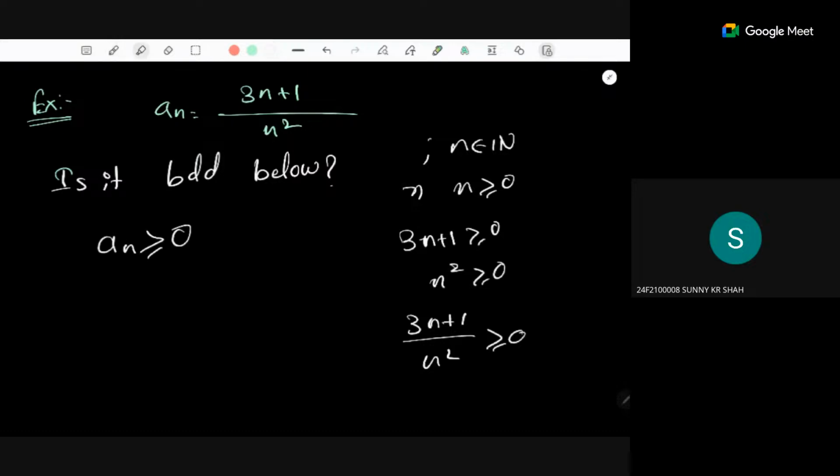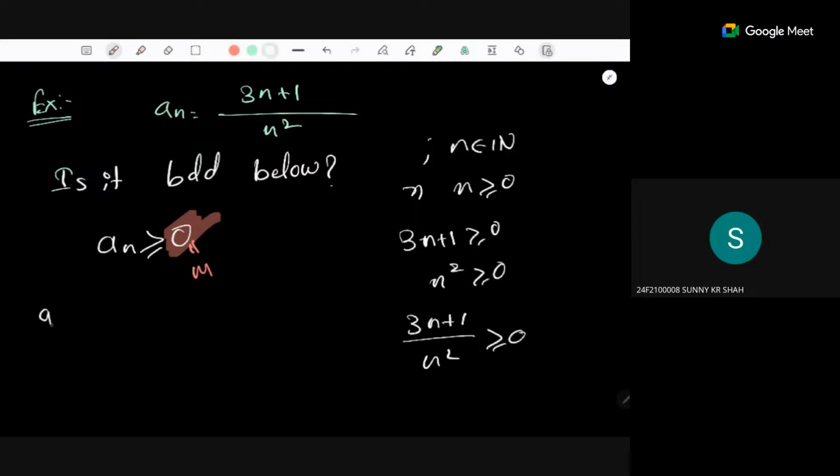So 0 mostly always works as a lower bound for simple sequences which are not giving us negative values. So this sequence is obviously bounded below, and you can take the small m to be nothing but 0. This will work as a small m for us. Now what about bounded above?